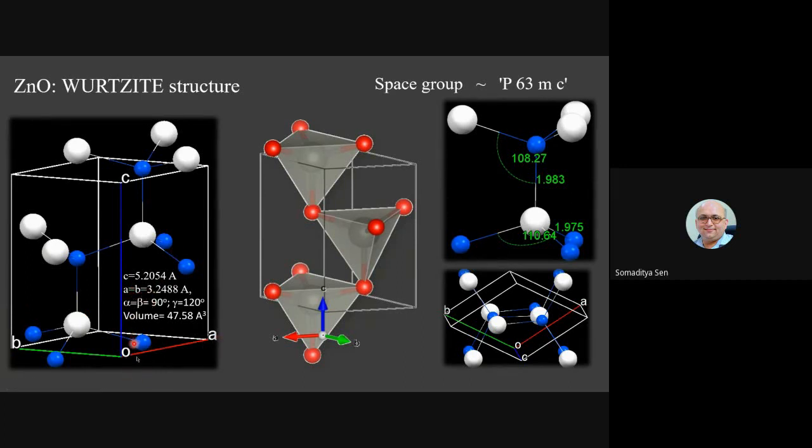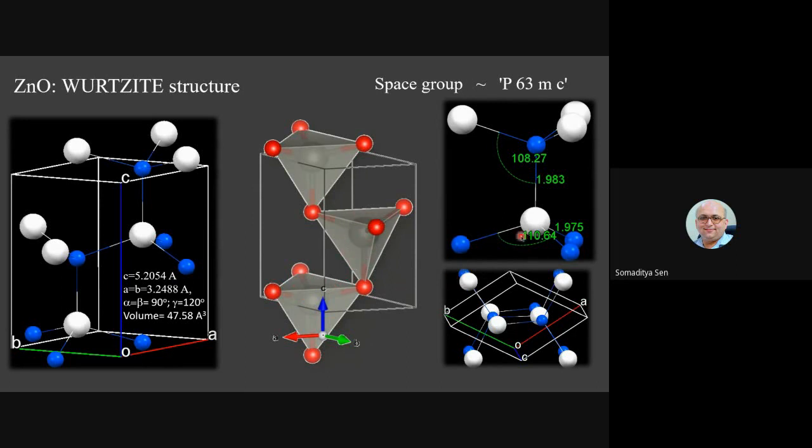A and B are approximately 3.25 angstrom. And in this one, the C axis is a little longer because there are more atoms to be accommodated inside the repeatable unit cell. You can see each zinc is surrounded by 4 oxygens, so it has a tetrahedral structure. Okay, so tetrahedral means there are 4 sides of this structure.